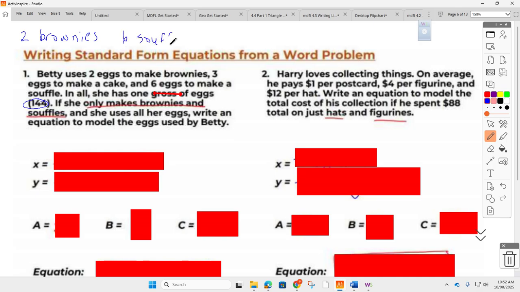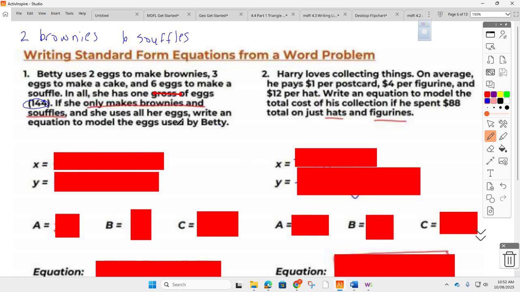So she makes 1 pan of brownies, Ezra. Open your eyes. She uses 2 eggs. If she makes 1 souffle, she uses 6 eggs. If she makes 3 pans of brownies, how many eggs will she use? 6. If she makes 2 souffles, how many eggs will she use? 12. Okay. So let's start with what we said is usually the easy part.